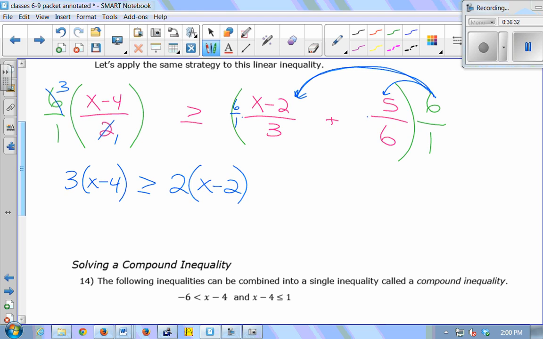And then here I'm going to multiply 5 over 6 times 6 over 1, and that reduces to what? 5. 6's cancel. You just get the 5. So now we just solve this like any other inequality, and you can do it on your own.